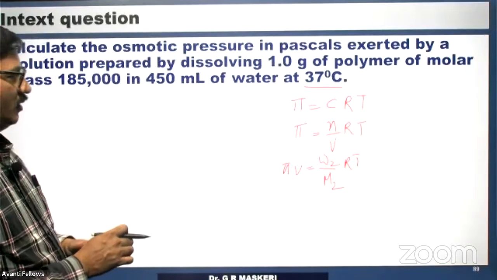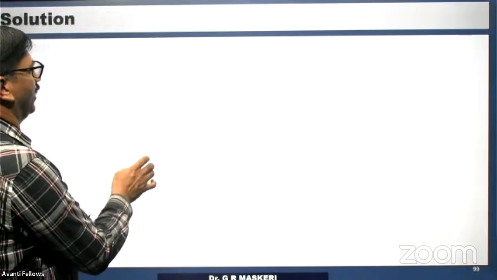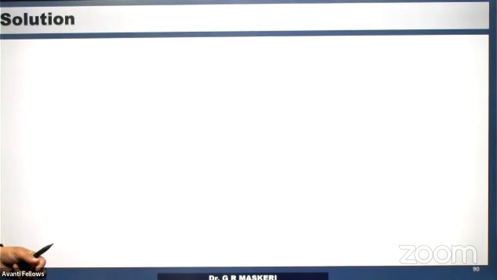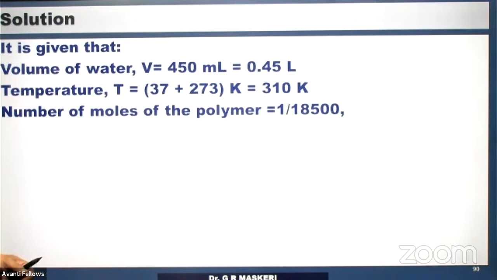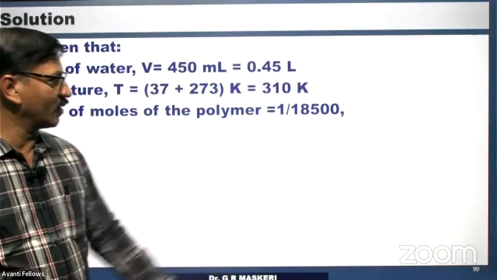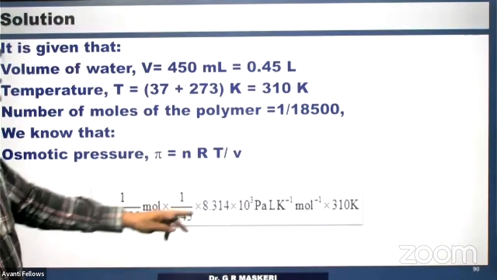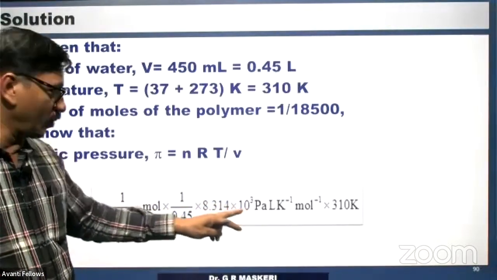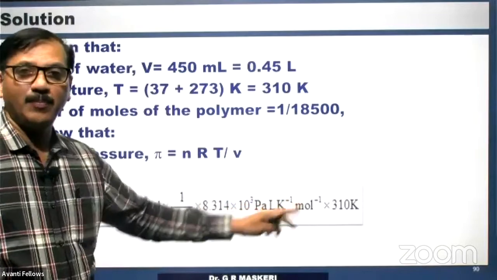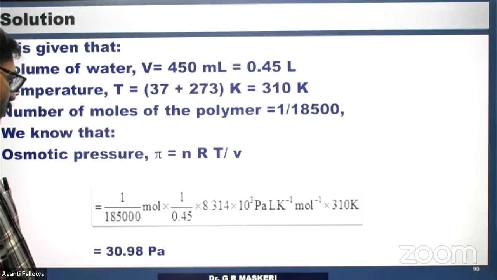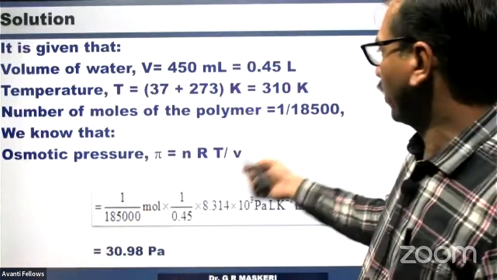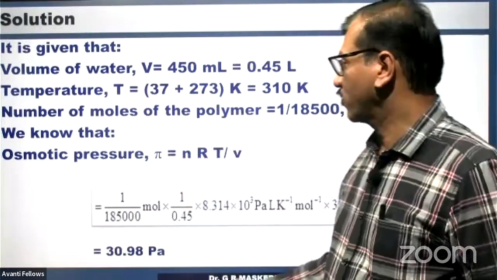Right, this is what I was talking about. The formula is to be recalled in this way, and then we have to go ahead with it. There are many conversions to be done. This is an in-text question. Therefore, the number of moles of the polymer is given mass by molar mass: 1 divided by 1,85,000. One more zero should be there. And R is to be taken in Pascal. That is to be remembered. R is 8.314 into 10 to the power 3 Pascal liter per Kelvin per mole. This is the R value, right? Therefore, this is 30.98 Pascal. So whatever the answer is, at the moment you must be able to recall the formula and do the conversions, right?